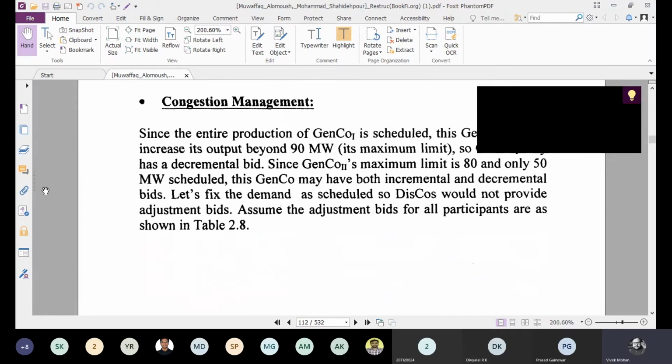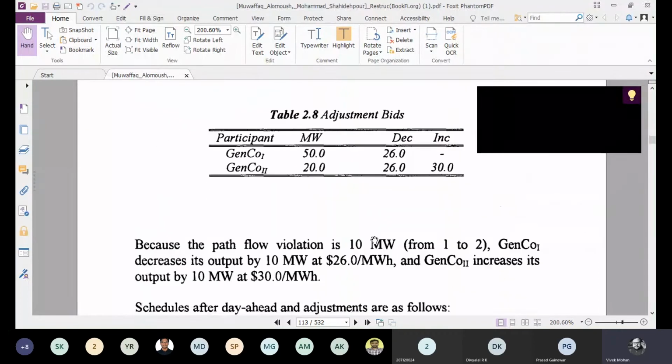Now for congestion management. We know that 90 is the actual flow, but 80 is the limit. Now only 50 megawatts is scheduled from Genco 2, so Genco may have both incremental and decremental bids. Let's fix the demand as scheduled. So Discos would not provide adjustment bids. That is, they can provide also, but in this case they have not provided adjustment bids. So we are fixing the demand here.